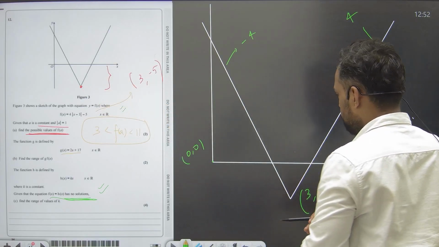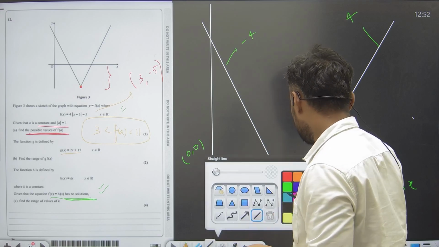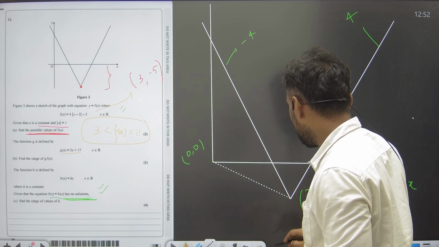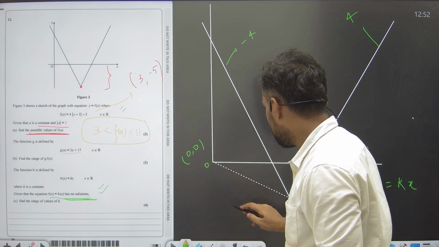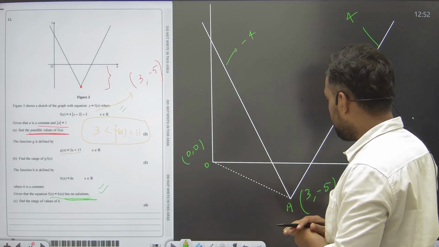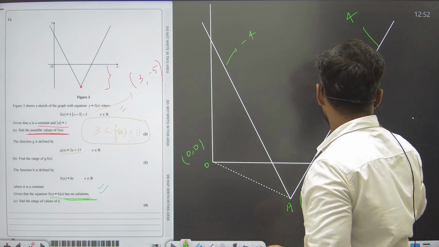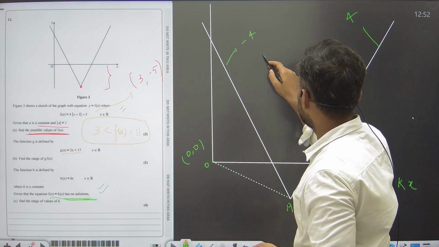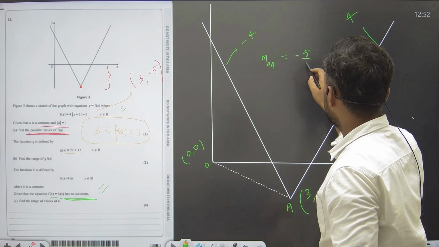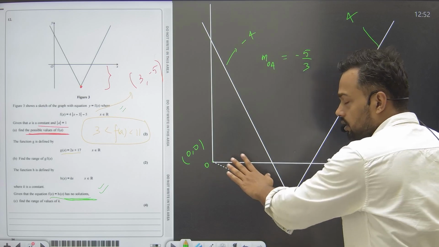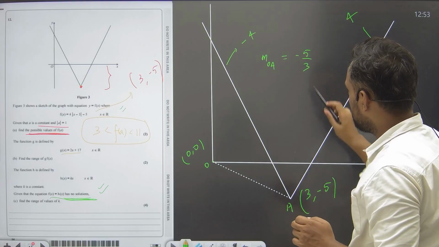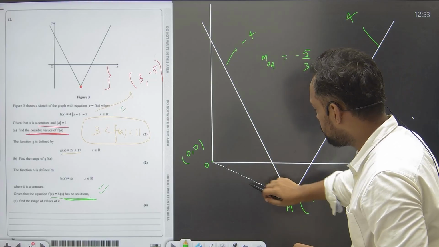Okay, so first let's see this. Let's say this we have named as O, not 0, O, and this point as A. What will be the slope of the line OA? The slope of the line OA will be negative 5 by 3. I think everyone knows how to calculate the slope in the coordinate form. It is (y2 - y1) upon (x2 - x1). So negative 5 by 3. This is the slope of this line.